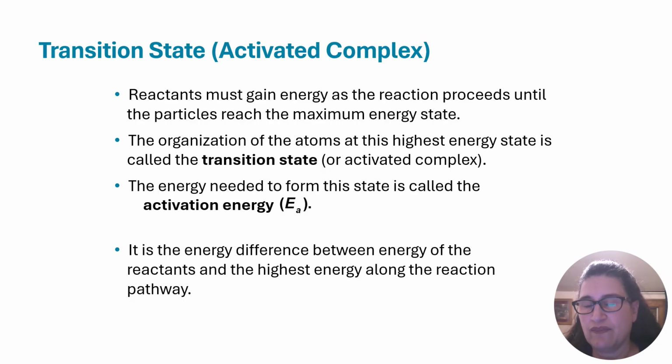Now, the reactants must gain energy as the reaction proceeds until they get to that maximum energy state. That maximum energy state is called the activation energy. That's the amount of energy that they have to overcome. And whatever the organization of the atoms is at that time is called the transition state or the activated complex. The difference between your starting energy and the energy at that hill is the activation energy. We'll see that in a graph here.